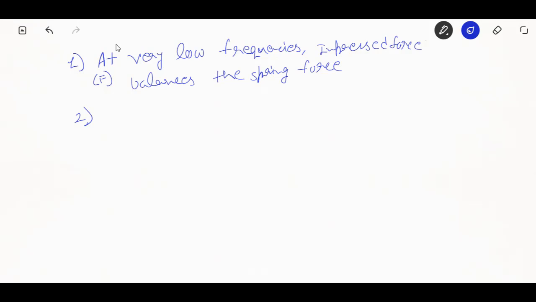The second point is, at resonant frequency, that means when omega is equal to omega n. These are essential points for design purposes. The impressed force is balanced with the damping force.